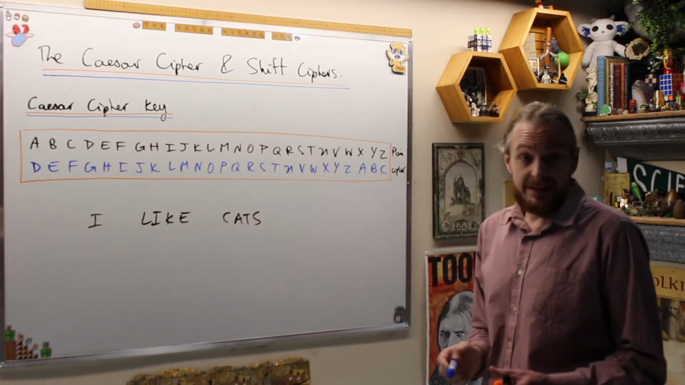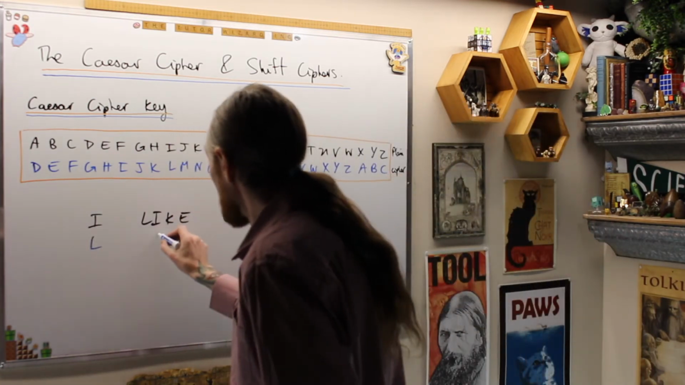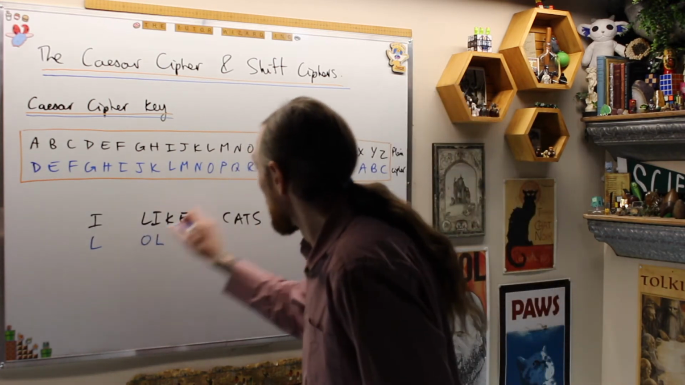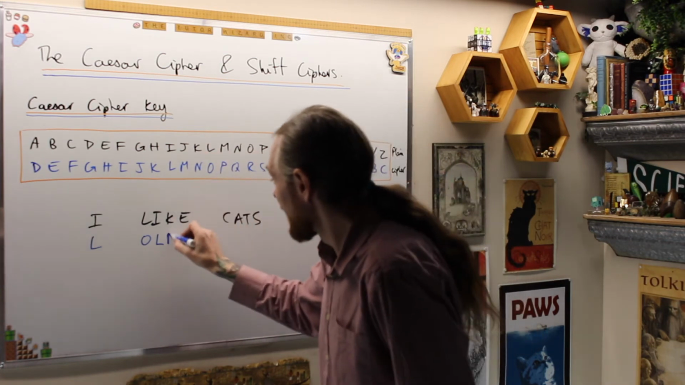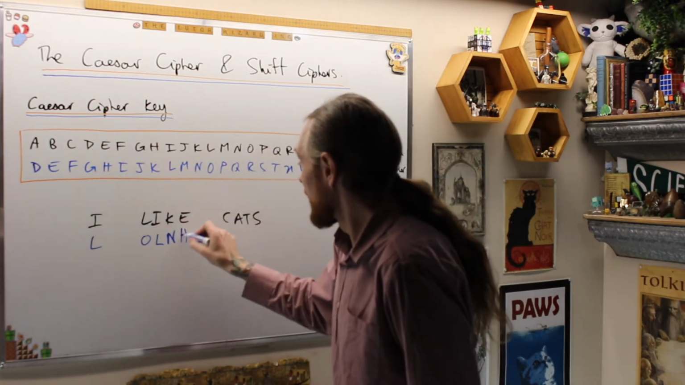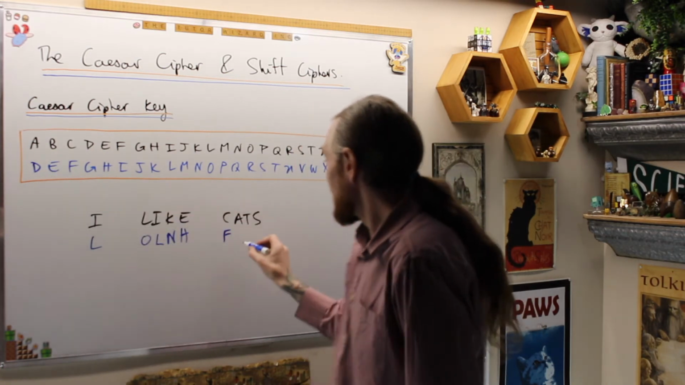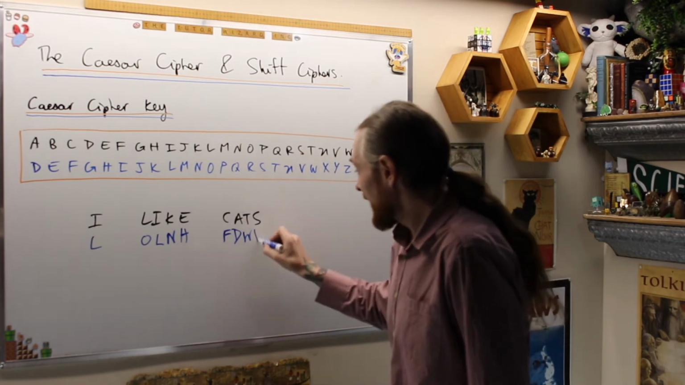So if it's I like cats, then that's the plain text. To get the ciphertext, I is L. So all I's are going to go to L's. L is an O. K is an N. E is an H. C is an F. A is a D. T is a W. And S is a V.